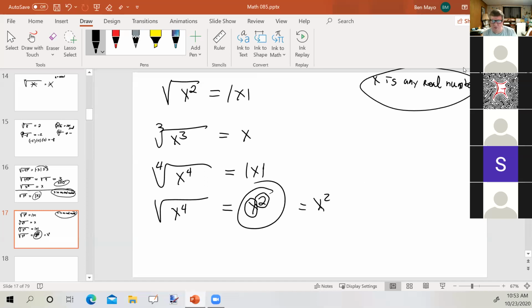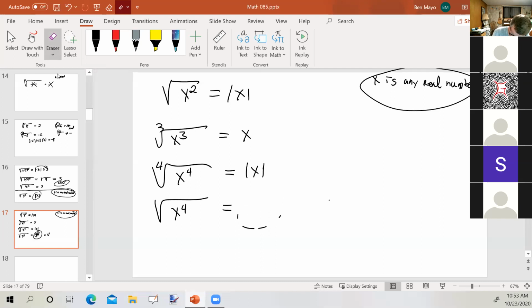What do you mean it cancels itself out? When you multiply a negative by a negative, it becomes positive. Yes. Okay. So there, we don't need absolute value bars.